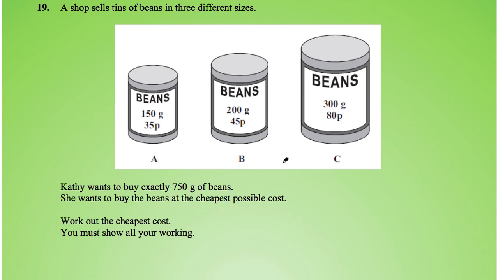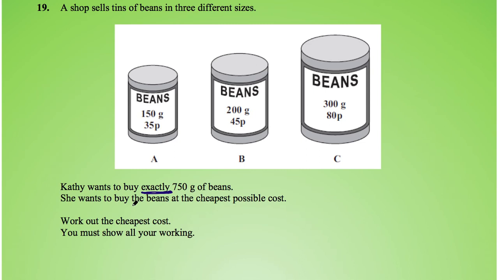Question 19. A shop sells tins of beans in 3 different sizes. Kathy wants to buy exactly 750 grams of beans. Again, we have this exactly word. She can't buy more and end up with more than 750. She's got to find exactly 750. She wants to buy the beans at the cheapest possible cost. Work out the cheapest cost. You must show all your working.